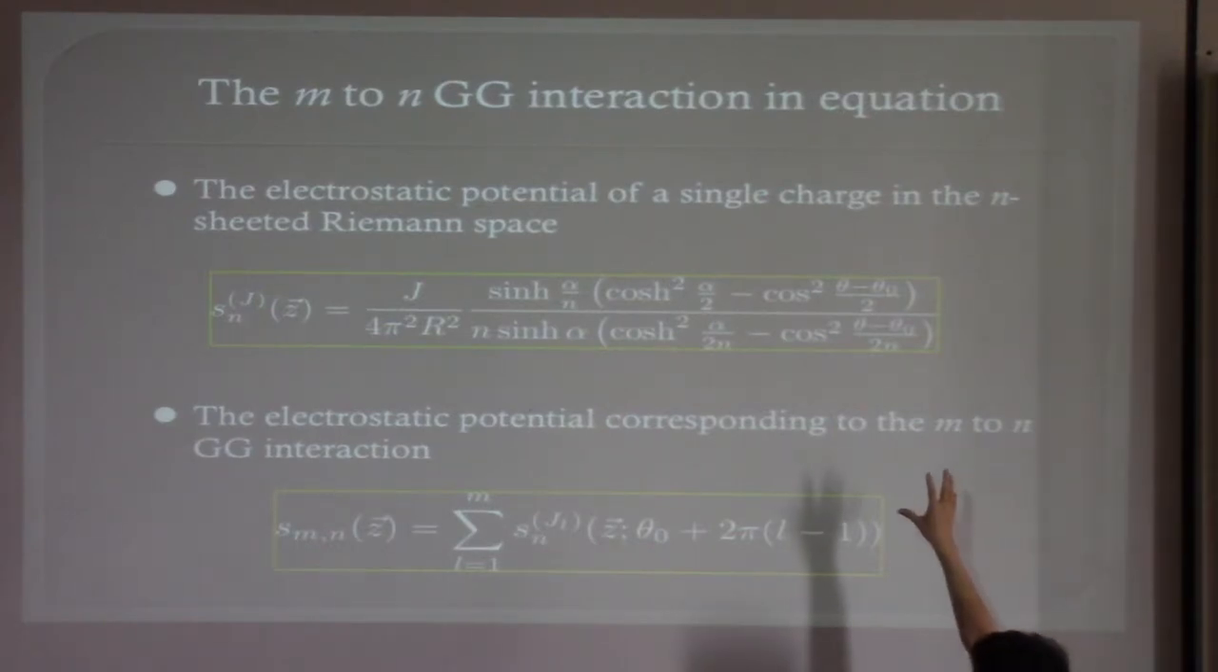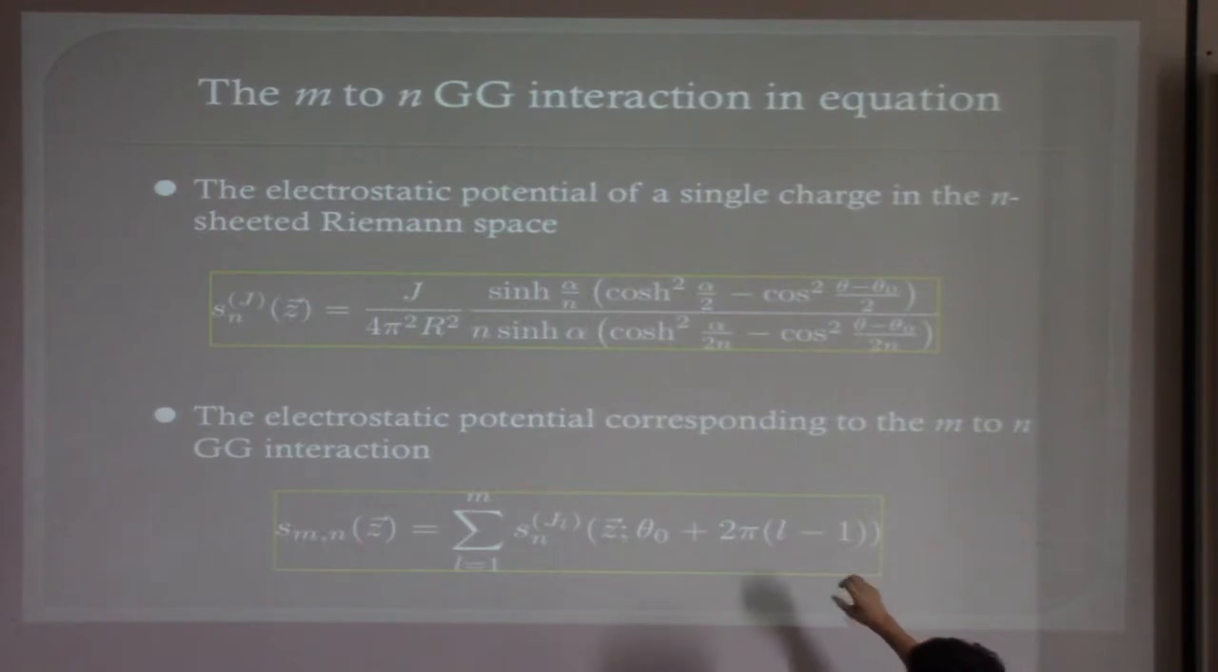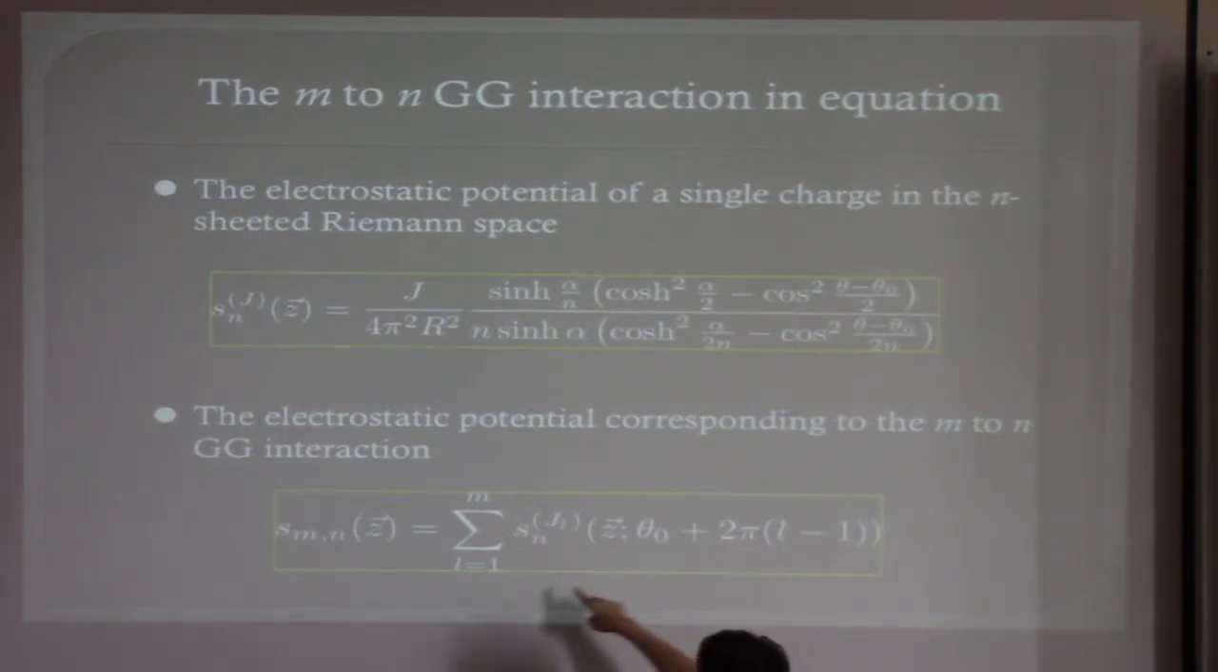And then once you get this, a linear combination of these gives you the M to N giant graviton interactions. You have L charges labeled by L, and you consider this on the N sheet of the Riemann space.